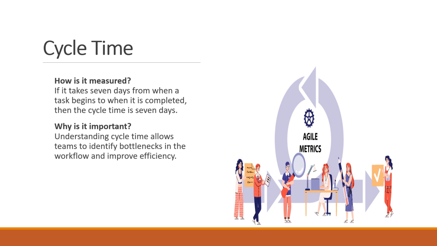addressing. Now, external factors like dependencies on other teams or waiting for external feedback can affect cycle time. It is essential to differentiate between active work time and waiting time when analyzing this metric.